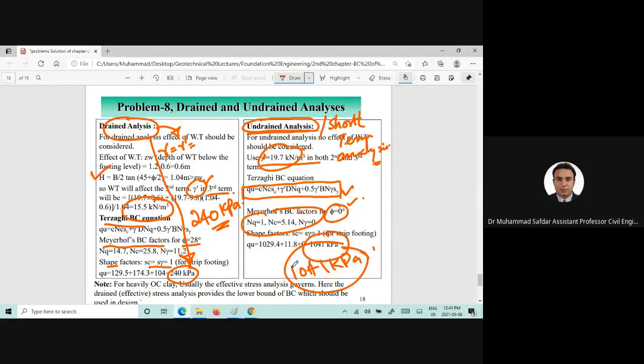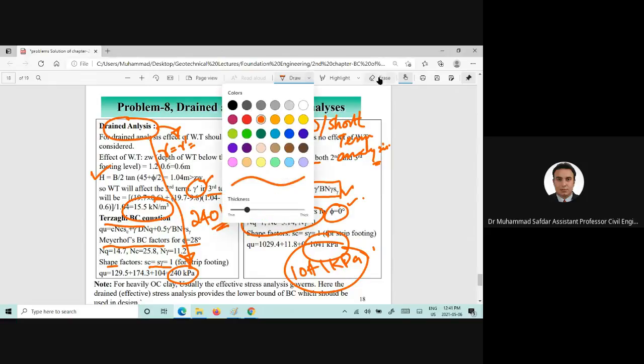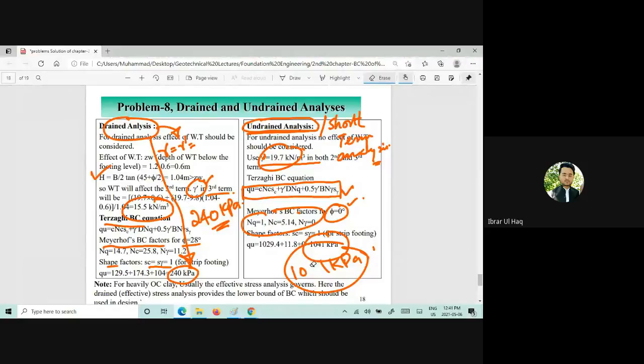Now, as a geotechnical engineer, if you need to pick the value for the design, or if you want to give the ultimate bearing capacity of the soil, which value are you going to give and share with the structural engineer? Which is obtained from drained analysis? Reason, please, your justification.